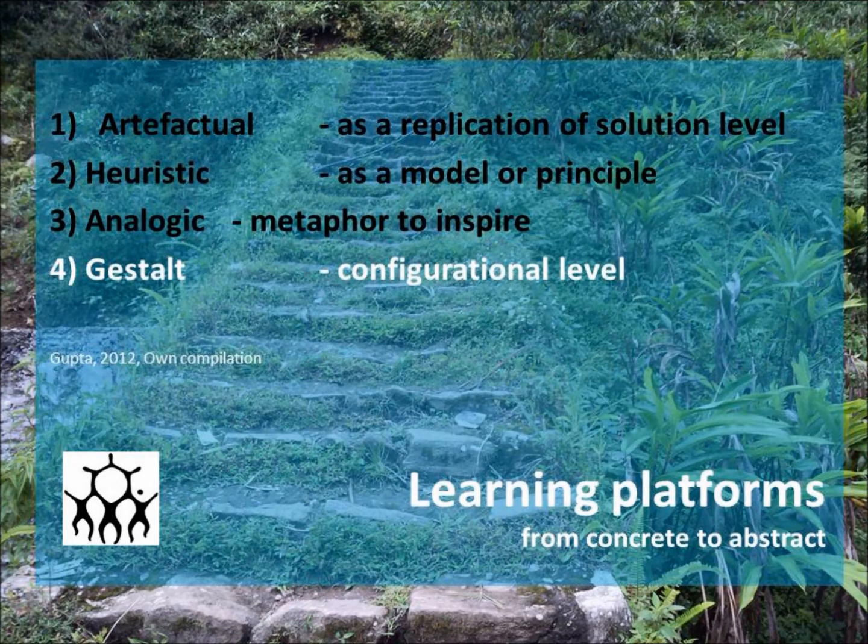And if you learn from the lotus leaf the physics of it and try to bring that physics into your shirt fiber, the clothes that you make, that will be a case of analogic learning or metaphorical learning. And the fourth level is the learning at the gestalt level, at the configurational level, at the constellation of factors level. That means you don't learn only for one product or one feature or one principle. You learn from the combination of factors.